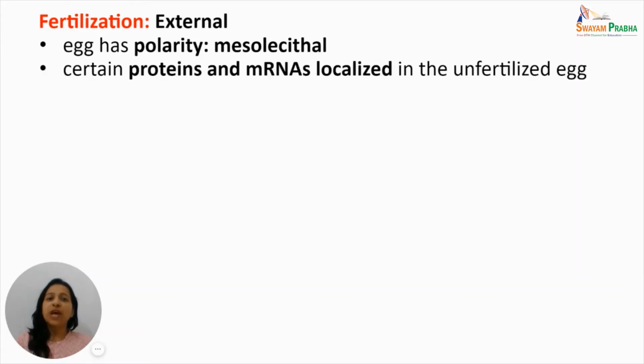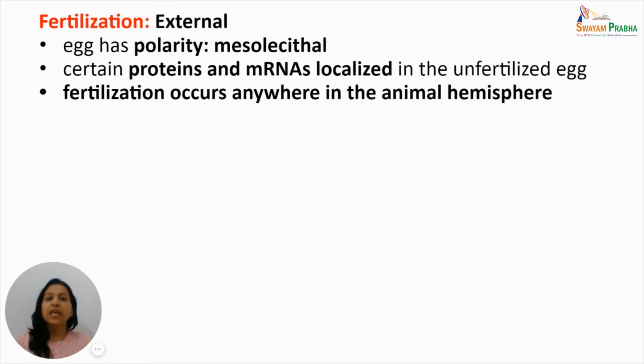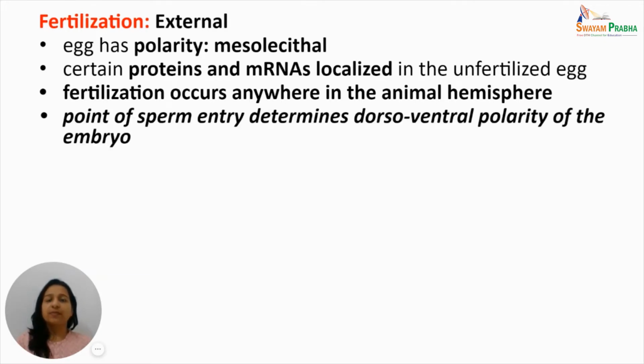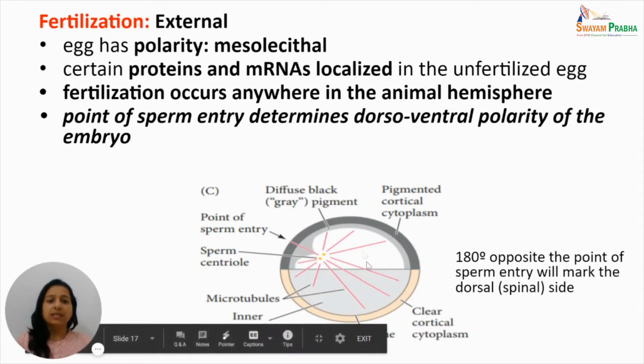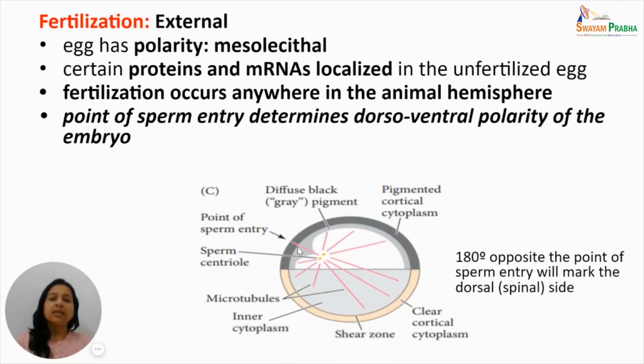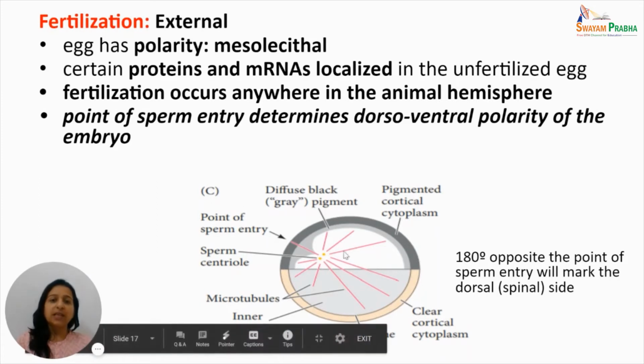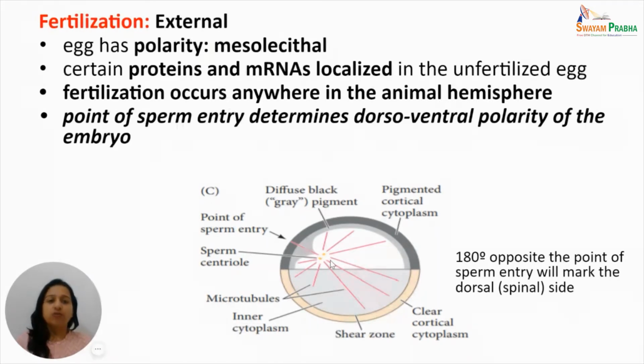Certain proteins and messenger RNAs are already localized in the unfertilized egg. Fertilization can occur anywhere in the animal hemisphere of the oocyte, while the point of sperm entry will determine the dorsal-ventral polarity of the embryo. As we see here, this is an egg which has just been fertilized. The sperm has entered from this point. The sperm centriole has entered the oocyte, or the ooplasm, and it has started formation of the aster rays and the microtubules so as to draw the female pronucleus towards itself.